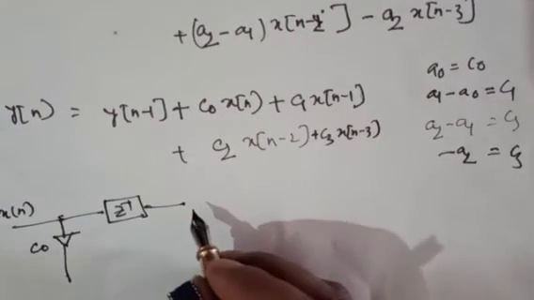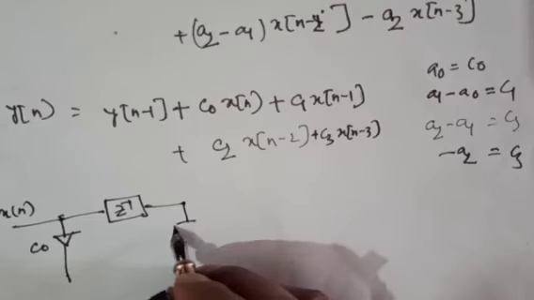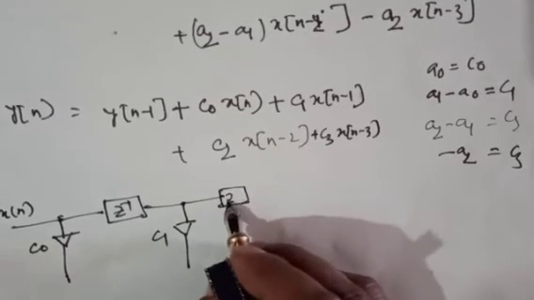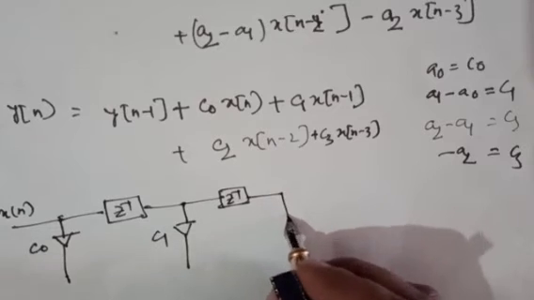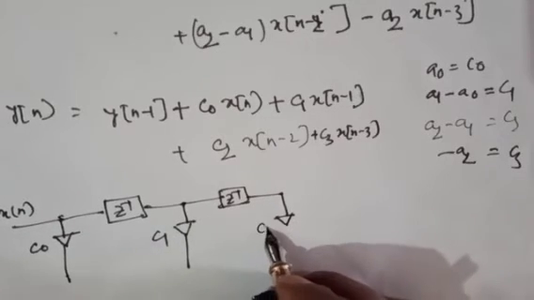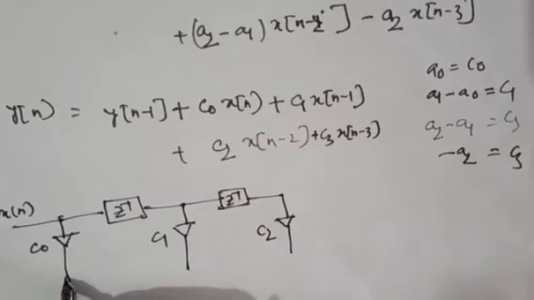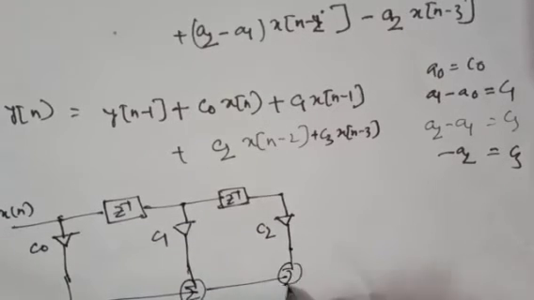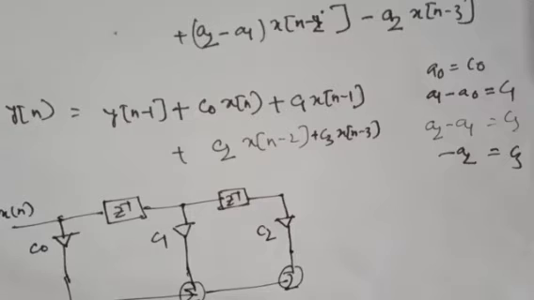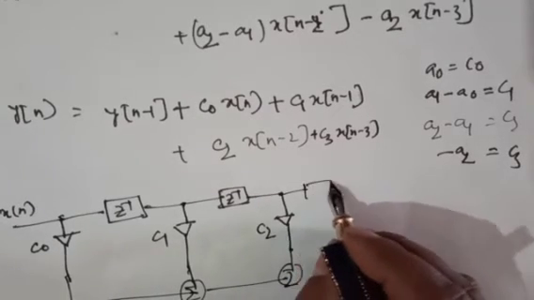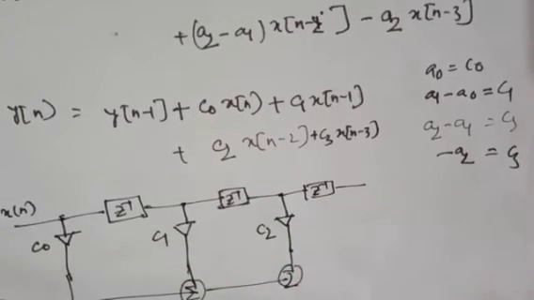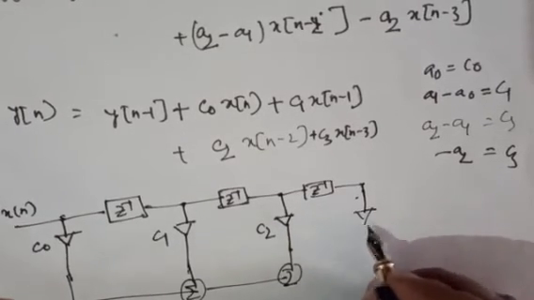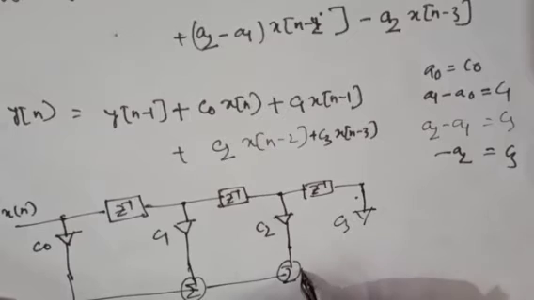Okay, x of n minus 1 is being multiplied by your c1, then again Z inverse will make it x of n minus 2, x of n minus 2 will be multiplied by c2, so these are added. Then one more Z inverse block, it will be x of n minus 3 and is being multiplied by your c3 and added.